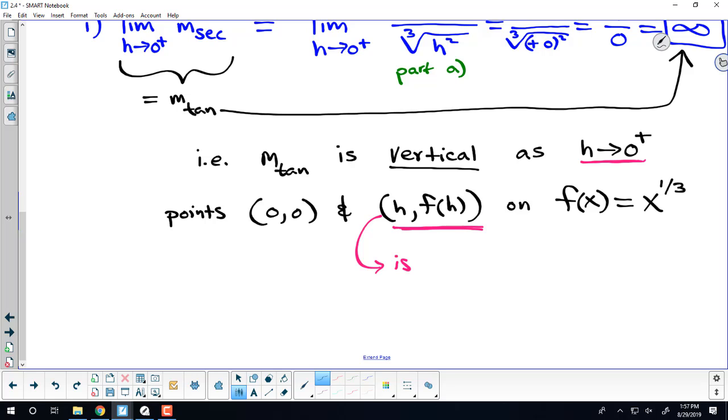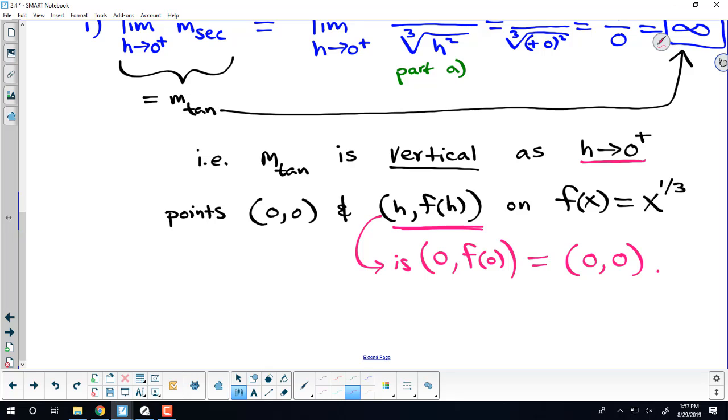If h is getting closer to 0, doesn't this h get closer to 0? And doesn't f of h get closer to f of 0? So we're getting closer and closer to the point 0 comma f of 0. Okay, that's a little bit more descriptive. But what is f of 0? It's 0, because f of x was x to the 1/3. 0 to the 1/3 is 0.